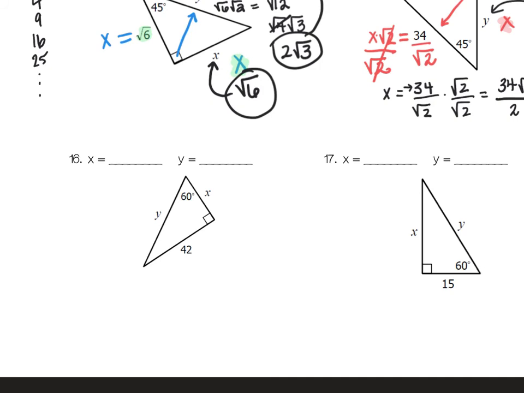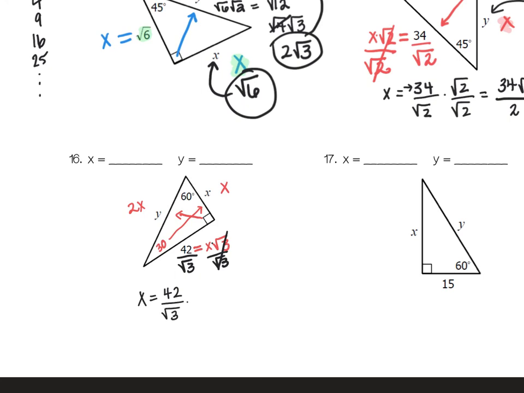16 is a 30, 60, 90. Across from the 30 is x. The hypotenuse is always 2x. The last side's always x square root of 3. Where there's a number and your label, you're going to set them equal. I need to solve for x, so I'm going to divide both sides by square root of 3. These square root of 3's cancel out. So now I have x equals 42 divided by square root of 3.